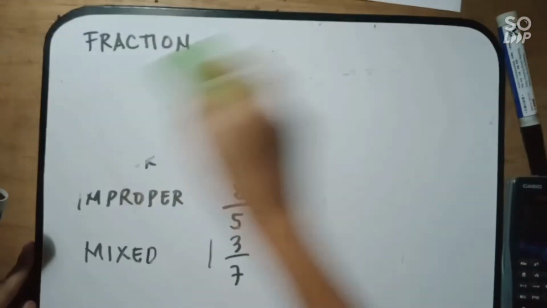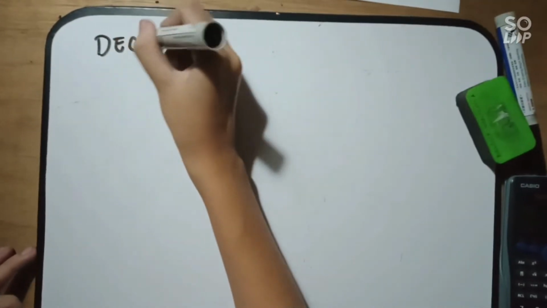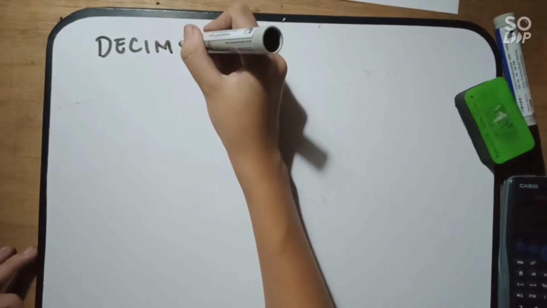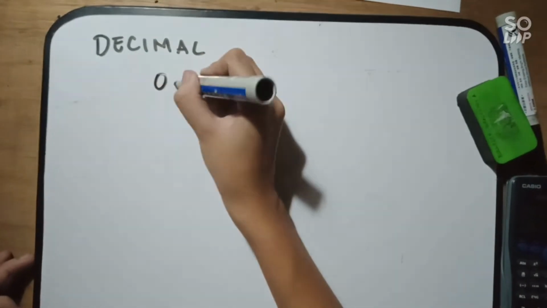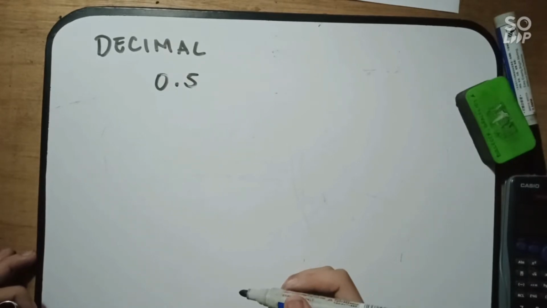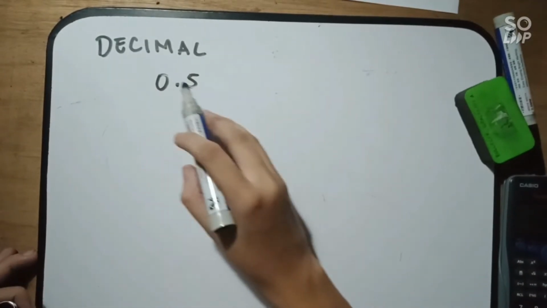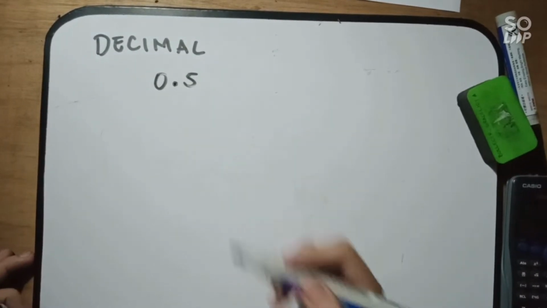The next concept that we will be talking about is decimals. A decimal is a number written with a decimal point, and the remainder represents portions of tenths. An example of this is 0.5. In a decimal, the whole number and the fractional part are separated by a dot, which is called the decimal point.